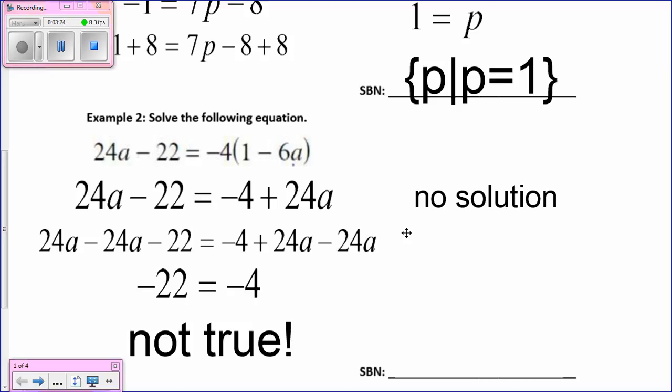Doesn't mean a equals 0. That does not happen. It means that nothing will work, not even 0 will work. So, when that happens, that means I have no solution.